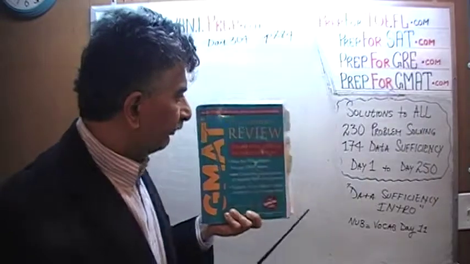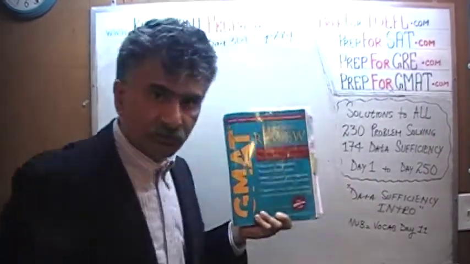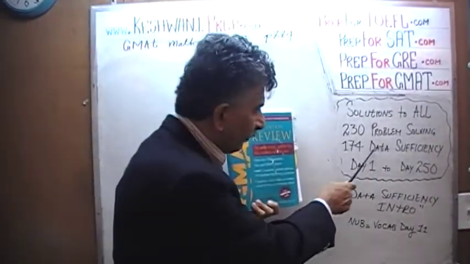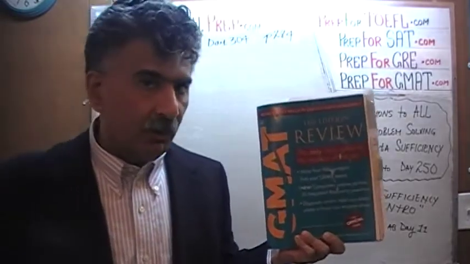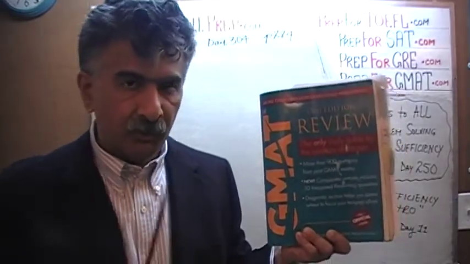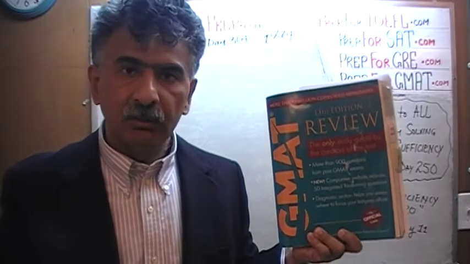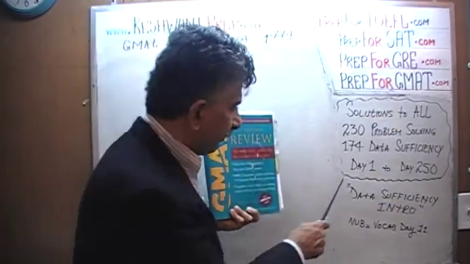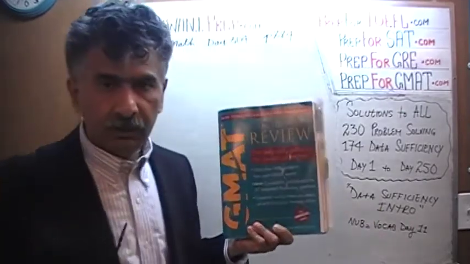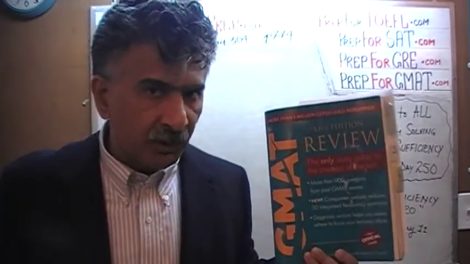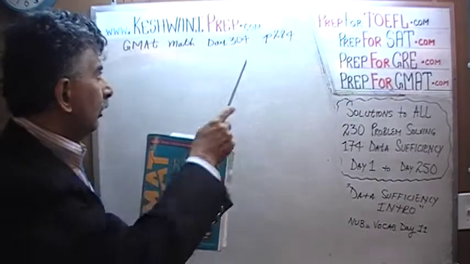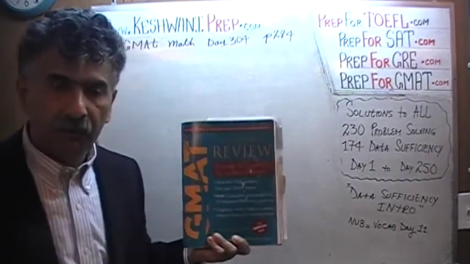The book contains 230 problem-solving questions. It has 174 data sufficiency questions. We have already solved every single math problem from this book. If you're interested in watching any of the original solutions, you will find them from day number 1 through 250. Right now, we are in the process of redoing the problems, and we are on page number 284. Please turn to it.